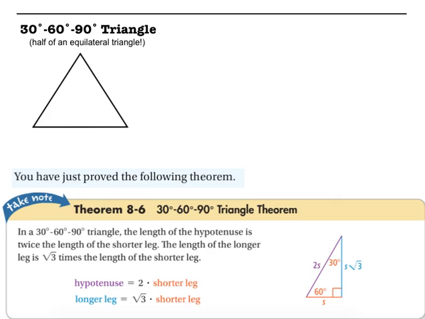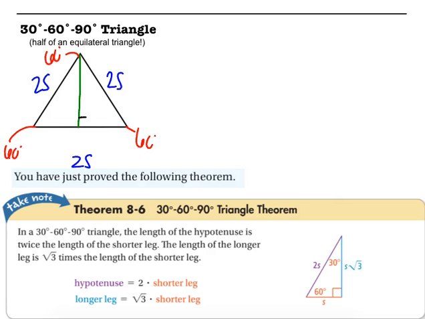So this says it's half of an equilateral triangle. So let's just kind of mark what we know about an equilateral triangle. All my angles are 60s, and I know all my sides are congruent. So let's say just for fun, we call this side 2s, this side 2s, and then this side down here is 2s.